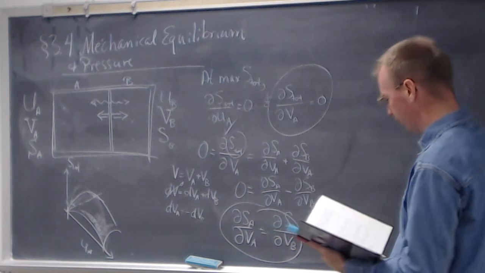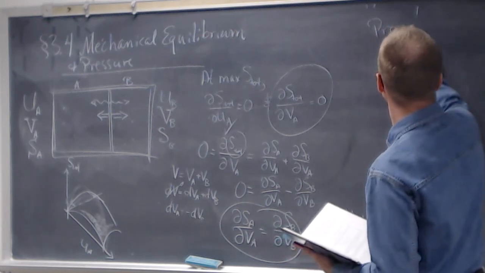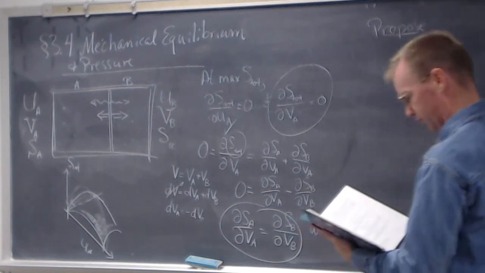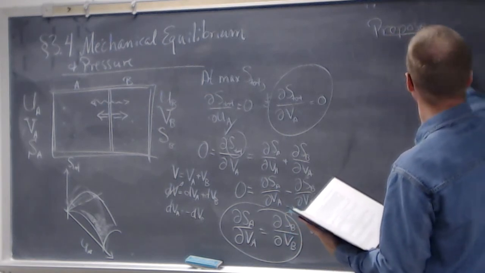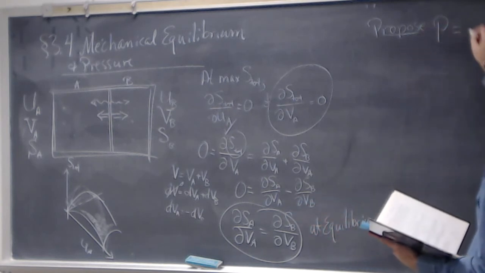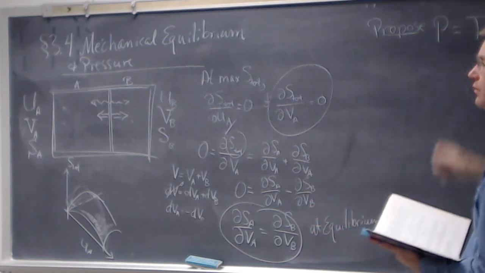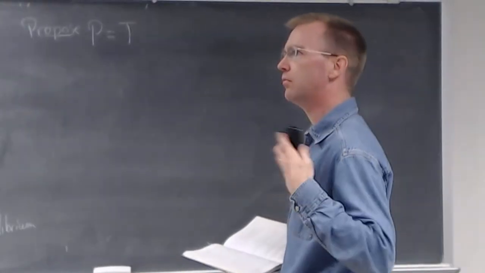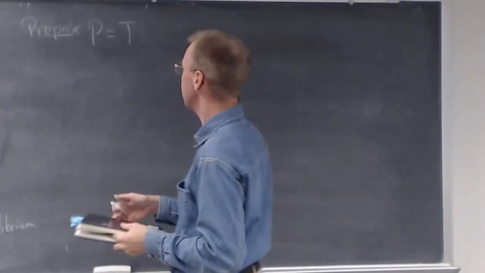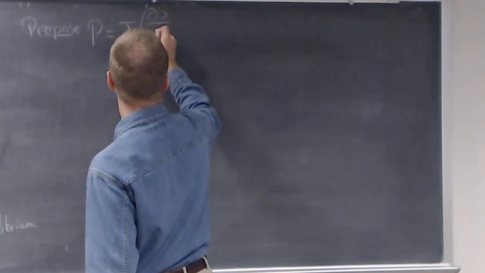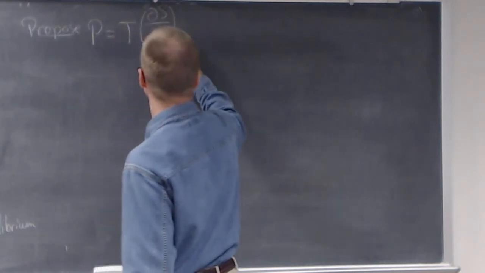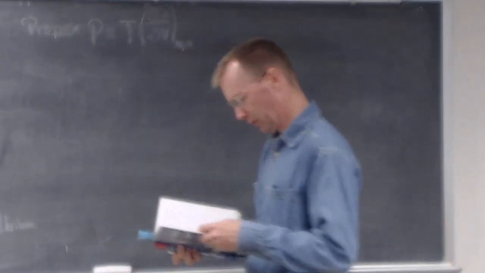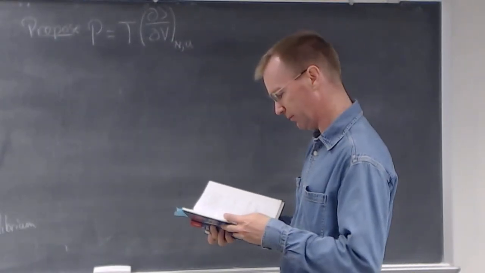Let's see here. So he proposes that pressure will be temperature times dS by dV, with number and energy held constant.